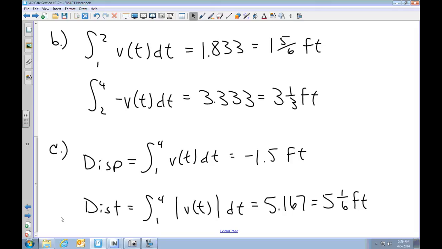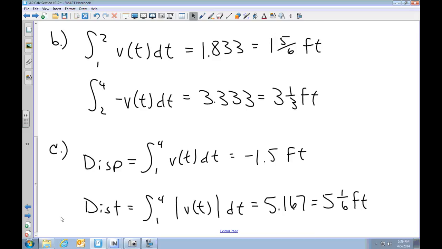Again, you could use the fundamental theorem to evaluate part B. Part C, you could do the first one with the fundamental theorem, but the second one there, because it's got absolute value, you'd have to break it down into two separate integrals, just like we did back in part B, in order to use the fundamental theorem on this. But you could certainly do it that way.